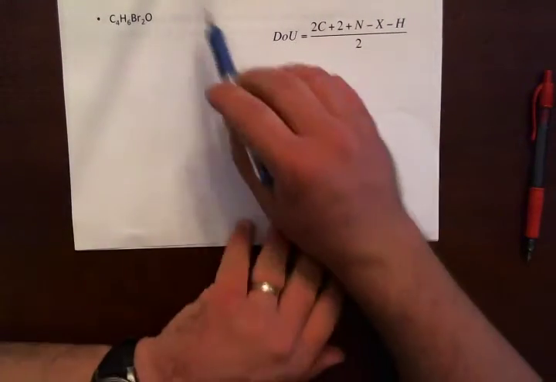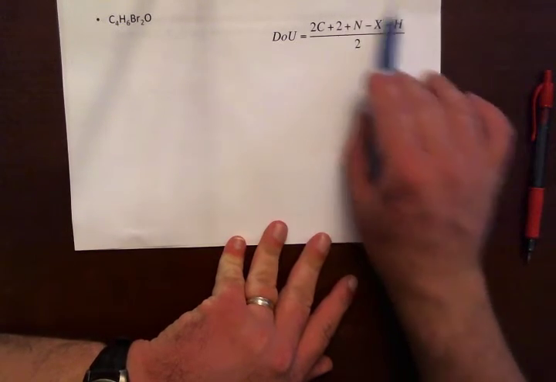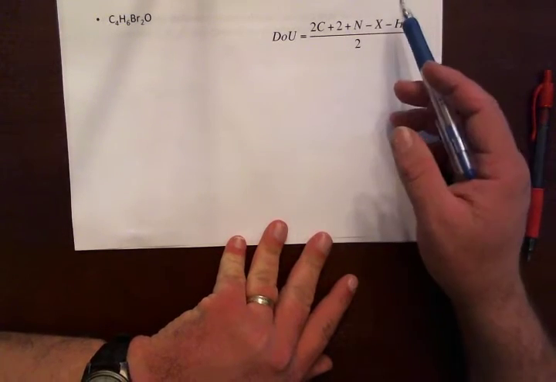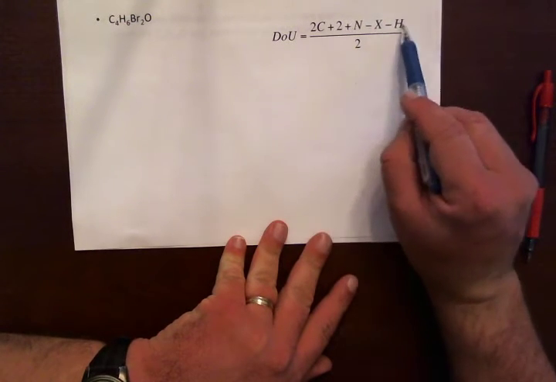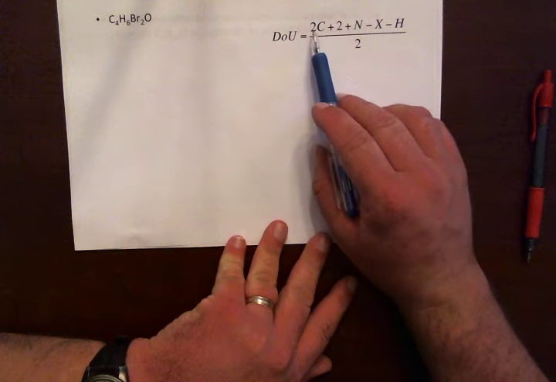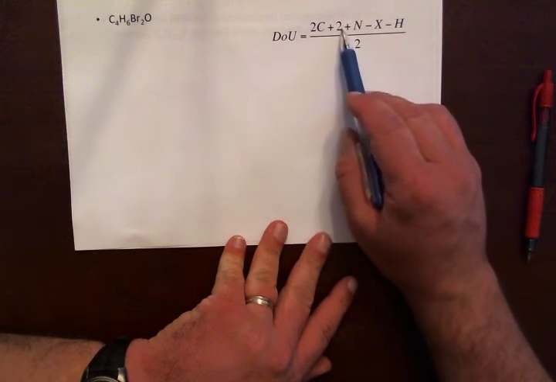Okay, so for degree of unsaturation, I'm going to give you the equation just like this. It's not going to be on the equation sheet. You just need to know what these are. I'm not going to give you the key, right? So it's going to be 2 times the number of carbons plus 2. This is a constant, okay?